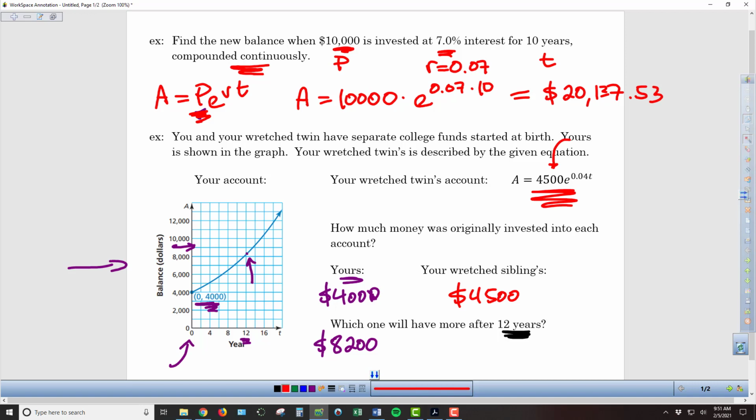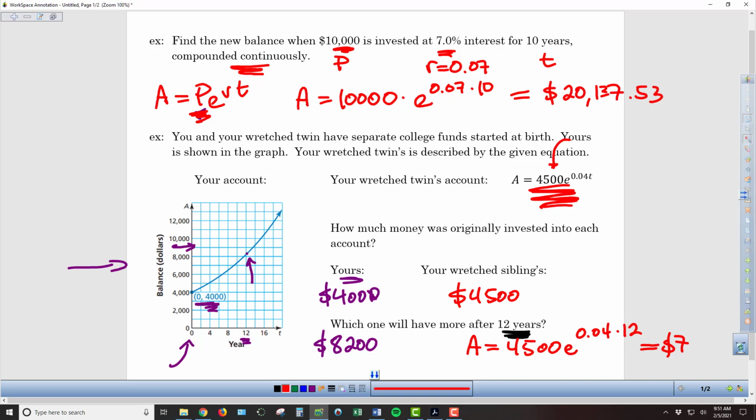Because now we're going to compare that against what your sibling has from this equation here. In the case of your sibling, we're going to do similar to what we did up above. We've got the 4,500 as our initial amount. We've got e to the 0.04, and now we're going to plug in 12 for t since we're looking for things at the 12-year mark. If we go to our calculator and push buttons for that, we're going to find that your sibling clearly is not getting as good an interest rate compared to what you're getting in your account.